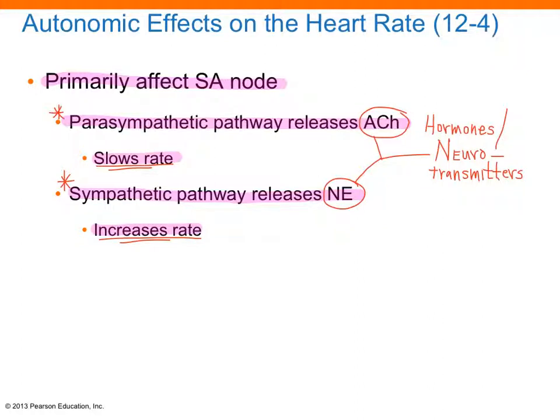The heart rate is the primary effect of the SA node, or the pacemaker of the heart. However, the parasympathetic can release acetylcholine, a neurotransmitter, and that can slow the heart rate, where the sympathetic pathway can release norepinephrine, a hormone, to increase the heart rate.